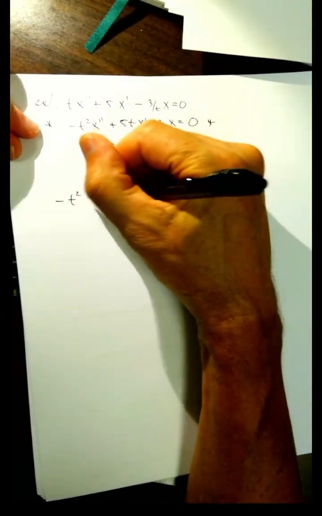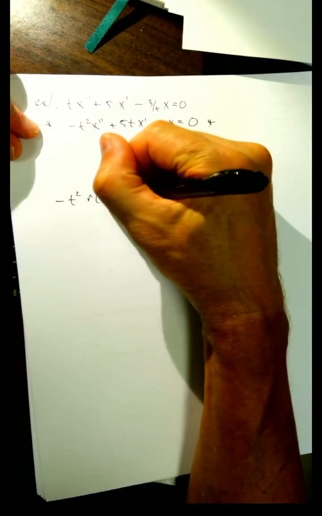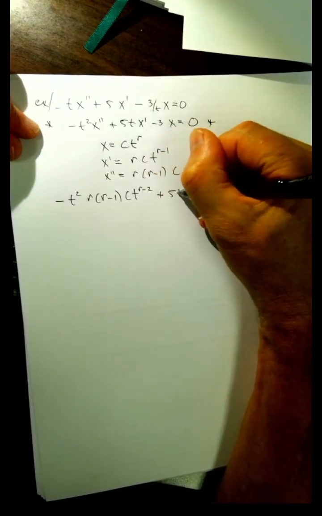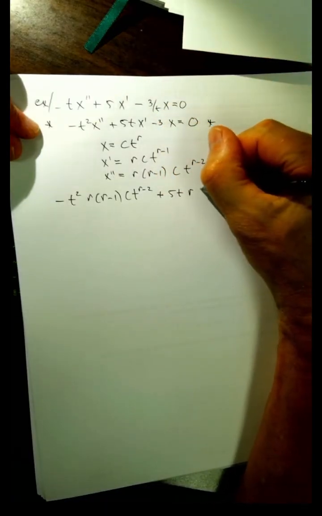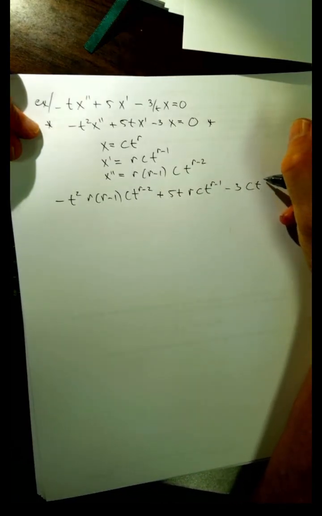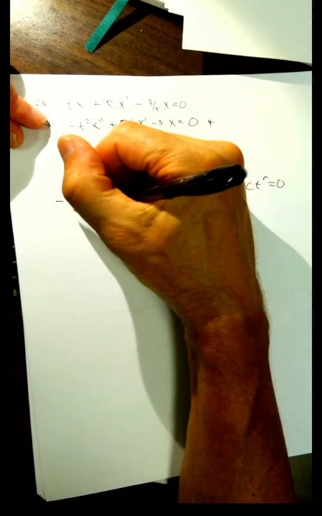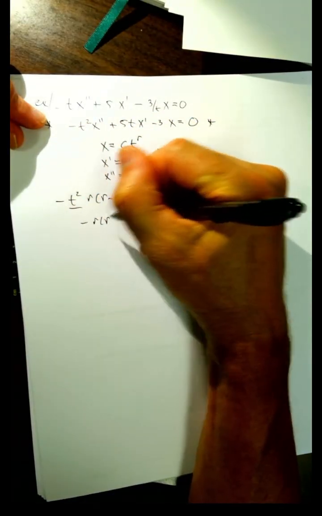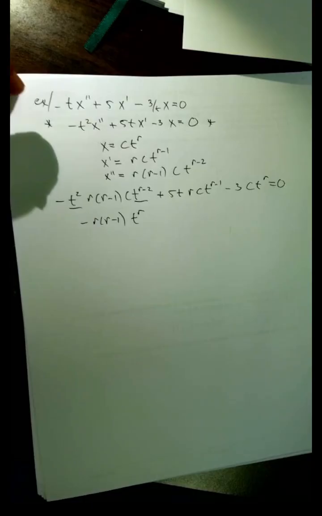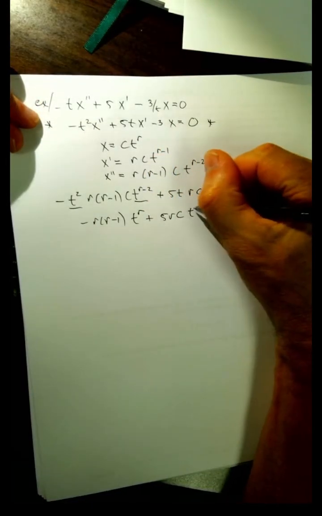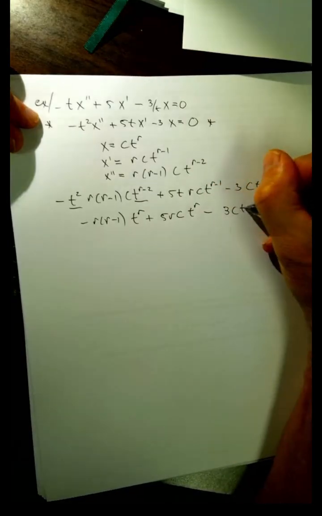So I get minus t squared times x double prime. So that's r minus 1, ct to the r minus 2, plus 5t times x prime. So that's rct to the r minus 1. Minus 3 times x, and x is ct to the r, is 0. I'm going to go through and collect like terms. T squared times t to the r minus 2 is t to the r. And I have to take the minus r times r minus 1, leave it alone. I have 5rc. T times t to the r minus 1 is t to the r. Leave the last term alone.